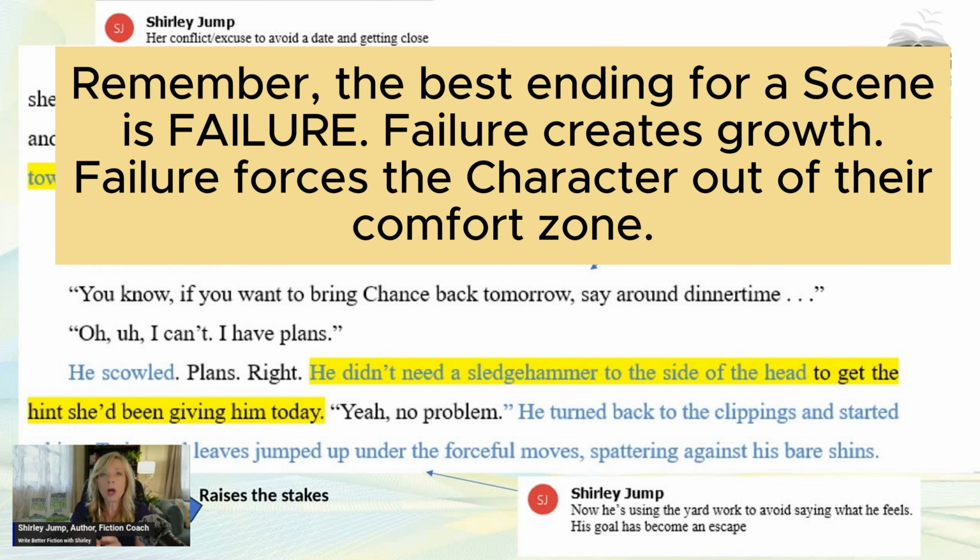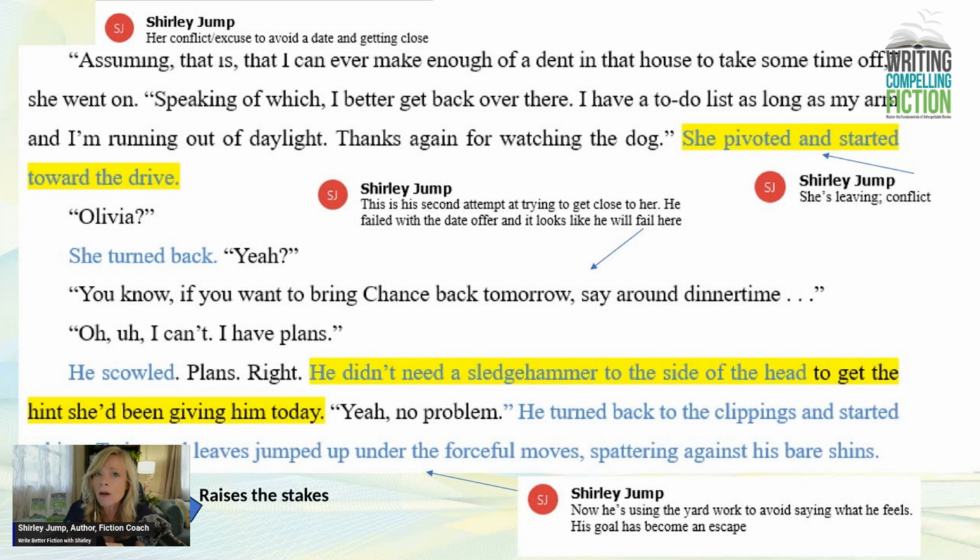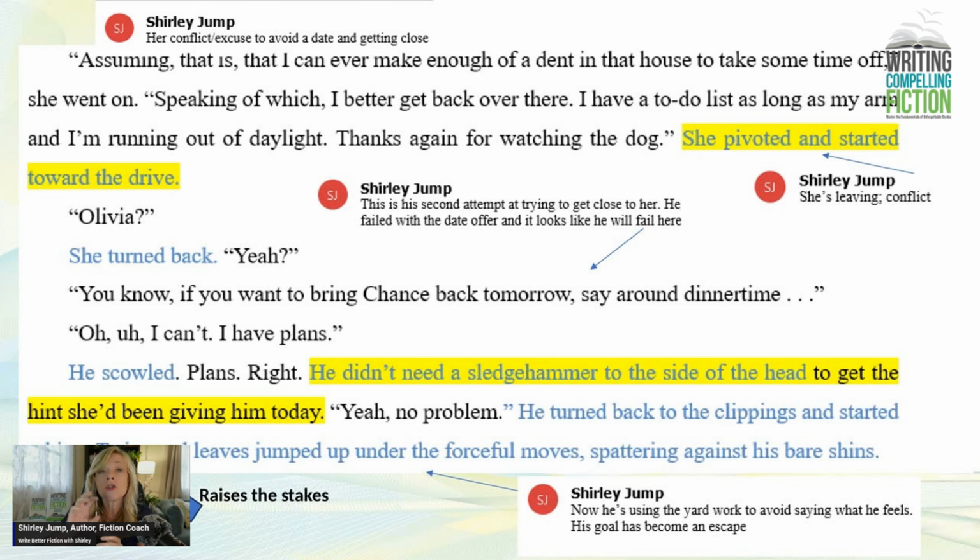So he has tried and failed, tried and failed, tried and failed. That's what I talk about in your scenes. Your character needs to fail. And this is what happened. He asked her out. She said, I'll go. He asked her out again. She says, I have plans. So he has tried and failed. And when you try and fail and try and fail and then try again, you grow and change.